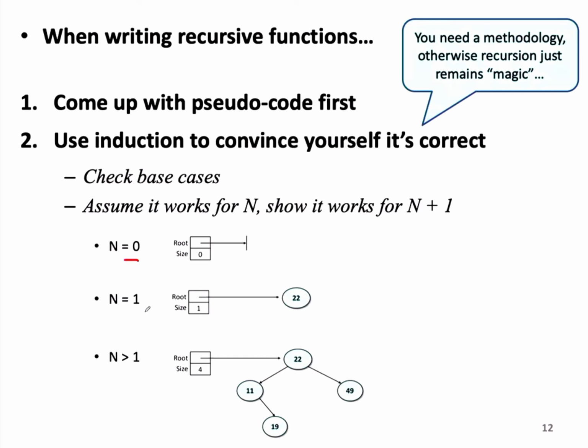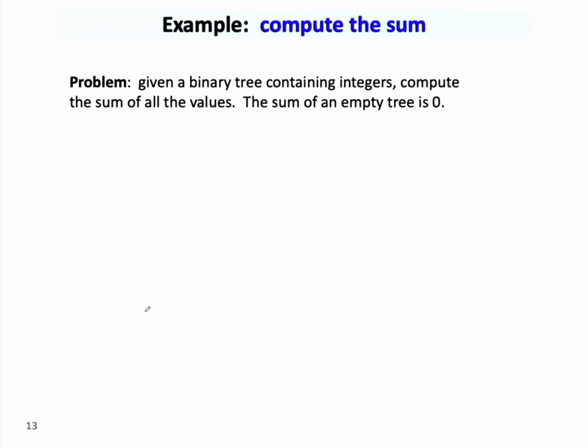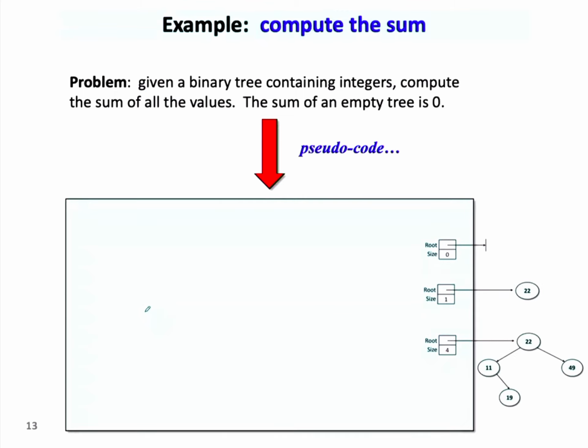Back in the code. All right, so talking about recursion, we're given a problem: given a binary tree that contains integers, you want to compute the sum of all the values in that tree. The sum of an empty tree is 0. First take a few moments and come up with the pseudocode for this. I'll give you, let's say, 4 minutes to discuss with your peers, think about it, and come up with some pseudocode that correctly implements the sum of all the keys in a binary tree of integers.